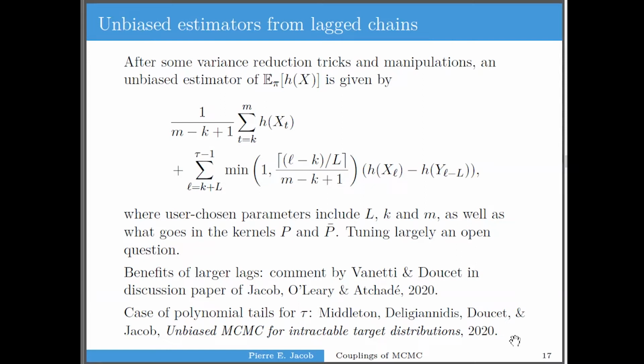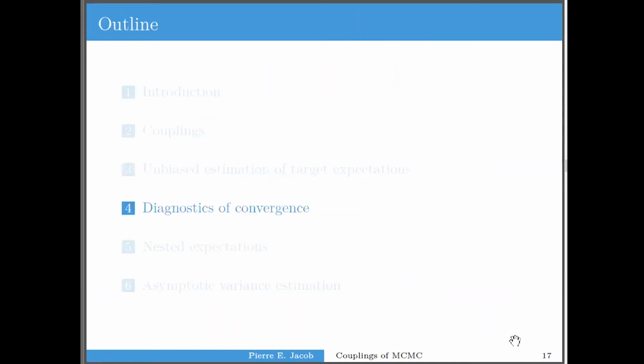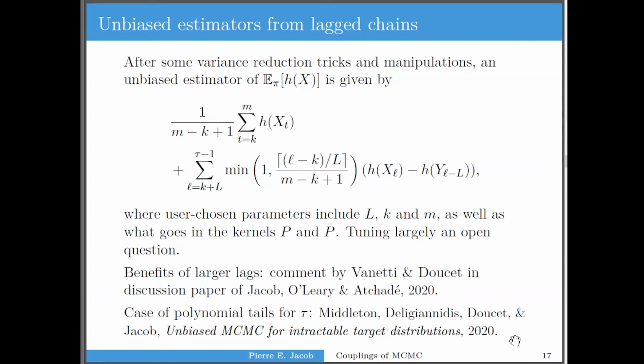That was useful to cover the case of particle MCMC, for example, which is known to be sometimes polynomially ergodic. So it leads to polynomial tails for the meeting time. Any polynomial? You need a certain order? You need a certain order, yes. But you need a certain order to have a CLT first. And so here also, to have a finite variance, you need a certain order.